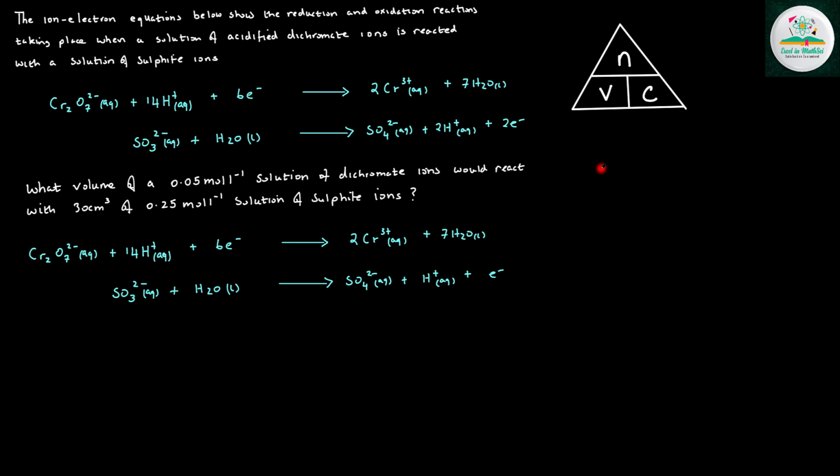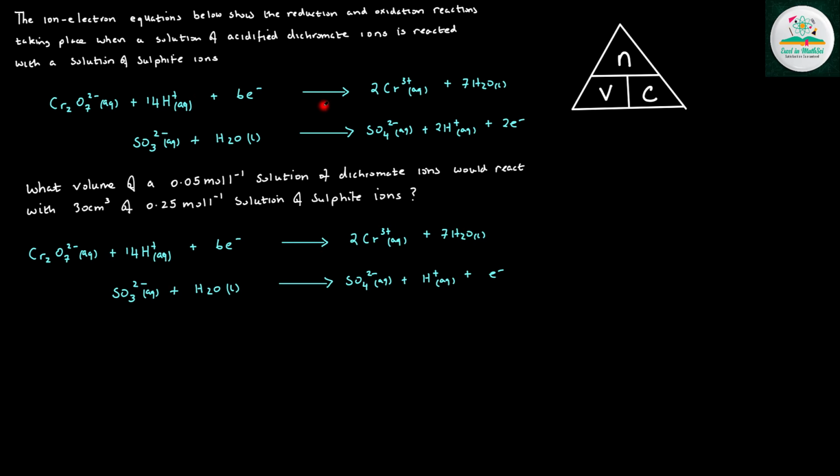So today we'll be looking at a question on a redox titration calculation. We're presented with a question. There are two ion-electron equations, as you can see from here, shown for a redox reaction, and we are asked to work out the volume of 0.05 mole per liter of dichromate solution that would be required to react with 30 cubic centimeters of 0.25 mole per liter of sulphite ion solution.